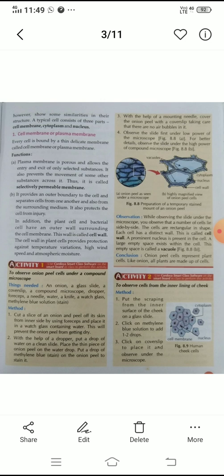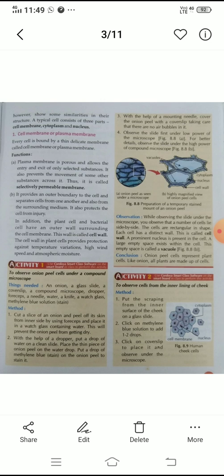It is the outer covering of a cell. It separates one cell from another cell. For illustration, a room in which we are living is separated from other rooms by its boundary wall. Here, the cell membrane or plasma membrane also separates one cell from another. It works the same as a boundary wall for rooms.